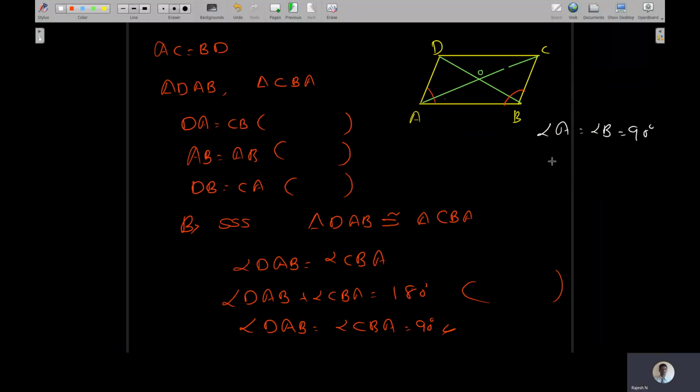Similarly, angle C and angle D will also be 90 degrees. If angle A, angle B, angle C, angle D are 90 degrees, then a parallelogram is a rectangle if all angles are 90 degrees. Now we proved that all angles are 90 degrees. Therefore, ABCD is a rectangle.